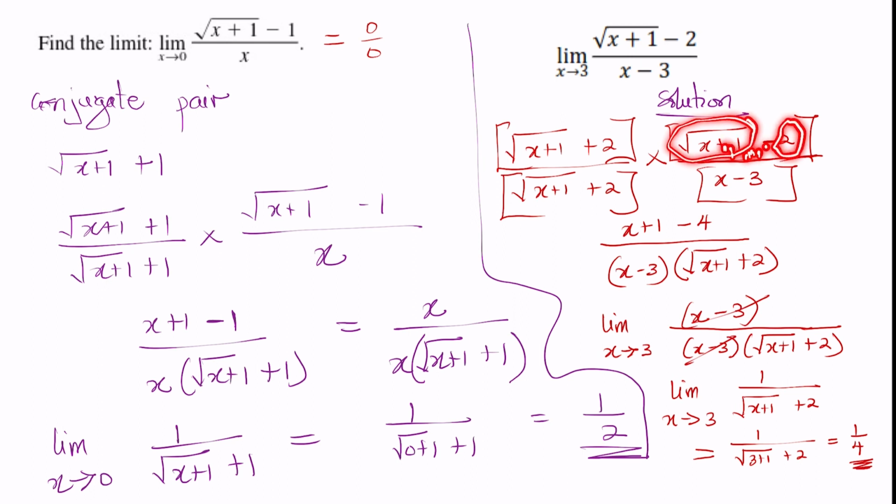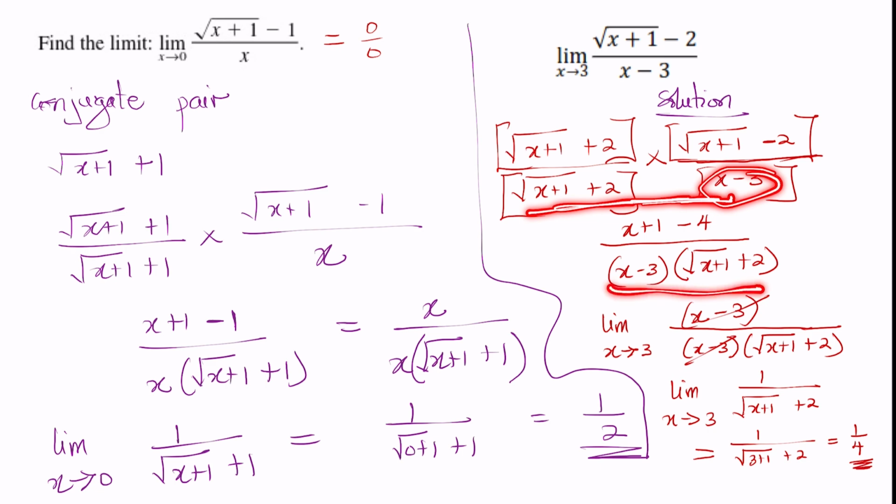So if you square this, we get x plus 1. If you square 2, you get 4. Then we don't need to multiply this completely. We just need to attach them to each other as shown. Then we evaluate the numerator.